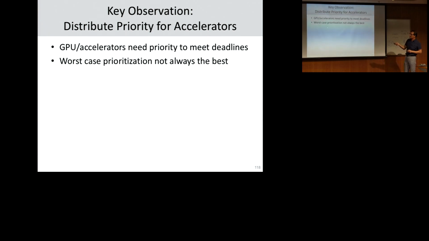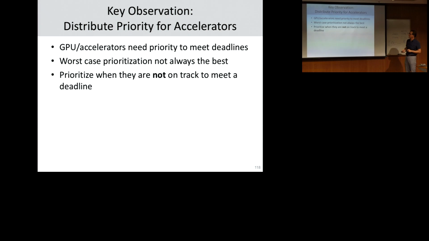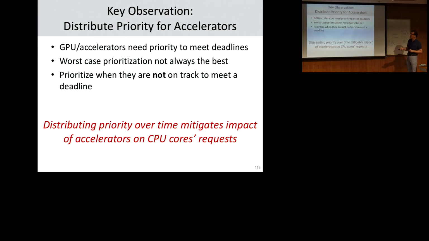So worst case prioritization is not always the best, as I said. You don't want to prioritize at the worst case. So prioritize when the hardware accelerator is not on track to meet a deadline. So you basically distribute the priority over time. This mitigates the impact of accelerators on the CPU core's requests, as opposed to doing it right before deadline. You may still meet the deadline if you do it right before deadline, unless it's a really short deadline accelerator. But then that is very disruptive to everything else in the system.